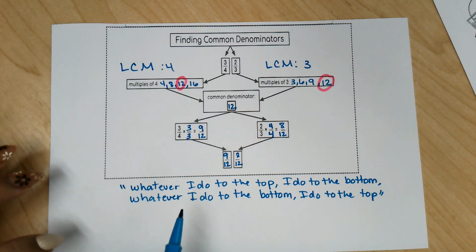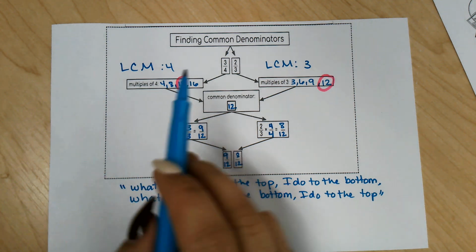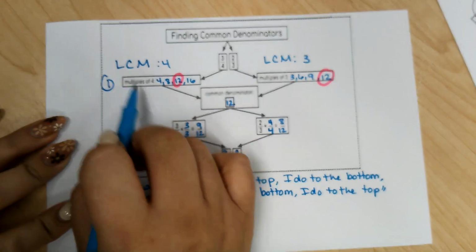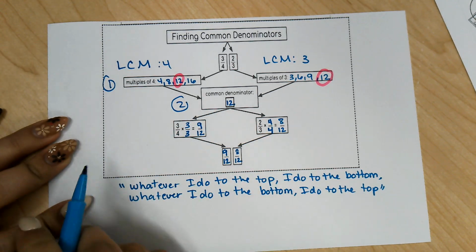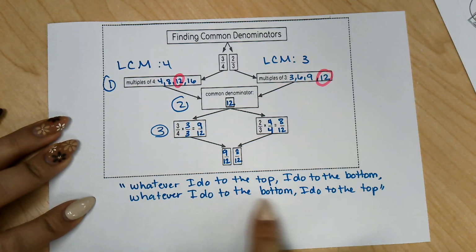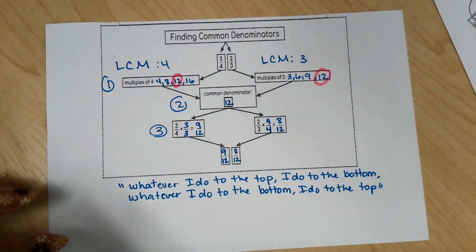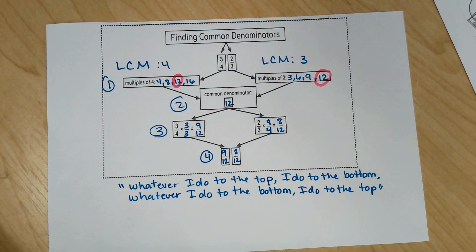Okay, make sure that you have this written down on your own paper. We're going to glue this onto your notebook so that way you guys are familiar with the steps. And these are the steps. Okay, one more time. Step number 1 is identifying your multiples. Step number 2 is identifying your common denominator. And step number 3 is doing this one. Whatever you do to the top, you do to the bottom because you're multiplying to get to your new denominator. Okay, that should lead you to your new fractions, your equivalent fractions.